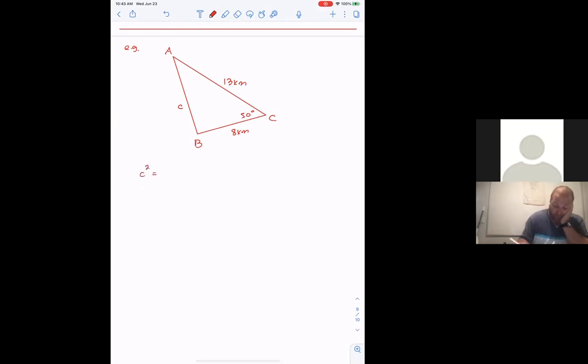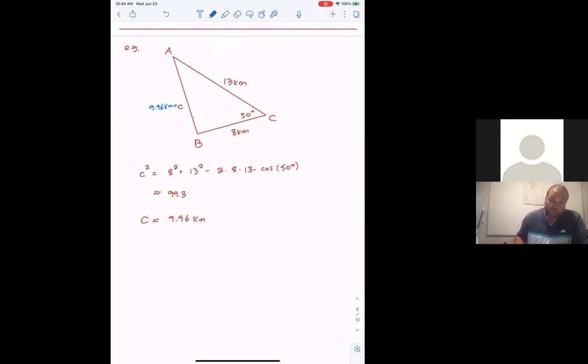So C squared equals A squared plus B squared minus 2AB cosine of angle C. 64 plus 169 minus 2 times 8 times 13 times cosine 50 degrees. This gives me approximately 99.3. So when I take the square root of that number, I get approximately 9.96, and it's kilometers. So now I have 9.96 kilometers as side C.